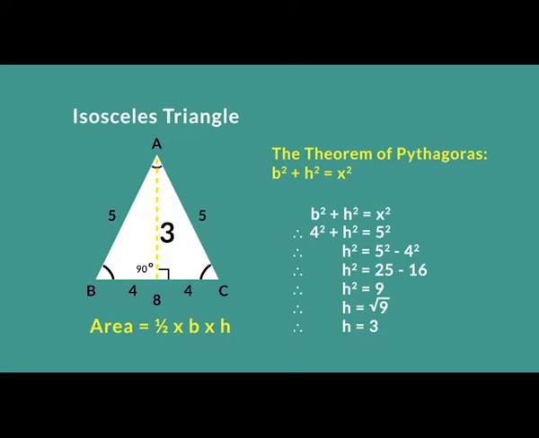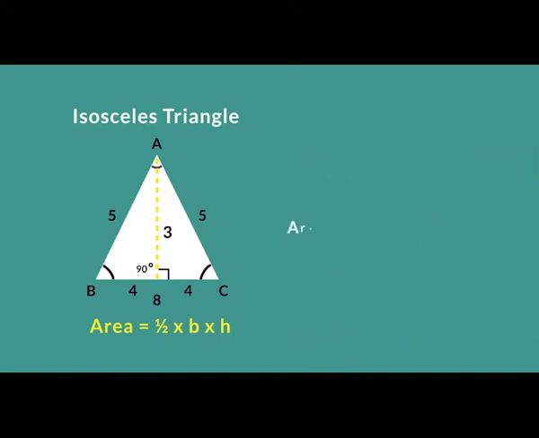Now we have the perpendicular height, we can go back to using the formula for finding a triangle's area. The area we're looking for is equal to 1/2 times 8 times 3. So the area of the triangle is 12 centimeters squared.